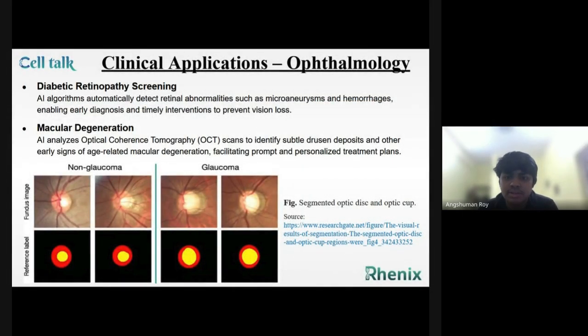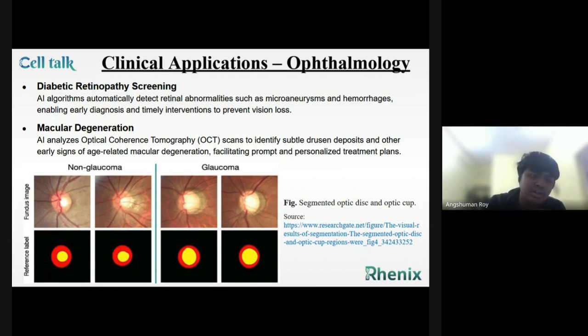Next comes ophthalmology. The biggest thing in ophthalmology is diabetic retinopathy screening. AI algorithms automatically detect retinal abnormalities such as microaneurysms and hemorrhages, enabling early diagnostics and timely interventions to prevent vision loss. Macular degeneration: AI analyzes OCT scans to identify subtle drusen deposits and other early signs of age-related macular degeneration, facilitating prompt and personalized treatment plans.